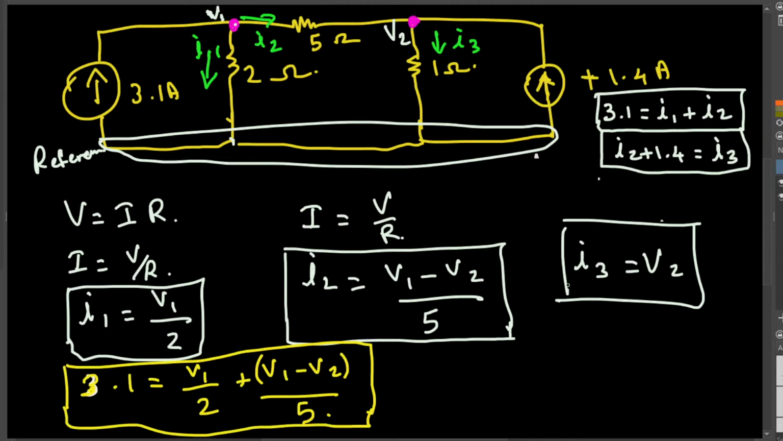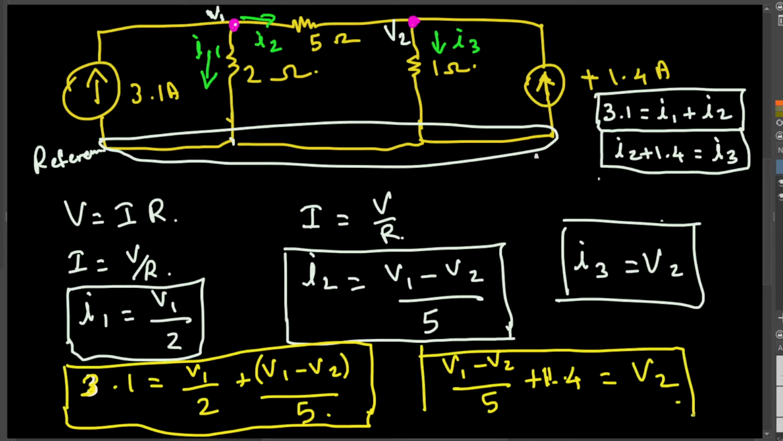Let's write equation number 2. I2 is V1 minus V2 divided by 5, and then we have 1.4, and then we have I3, that is equal to V2. Okay, this is our equation number 2.